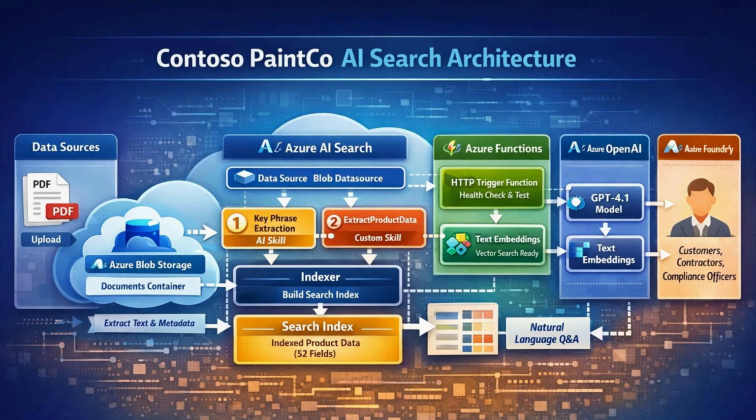Now, here's what's happening during the indexing. The indexer will read each PDF from the blob storage, extract the text, and run a skillset pipeline. In the earlier video, we had only one skill, key phrase extraction. Now we'll add a second skill called Custom WebAPISkill.